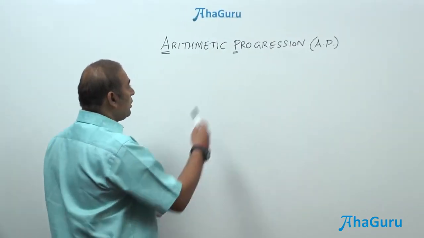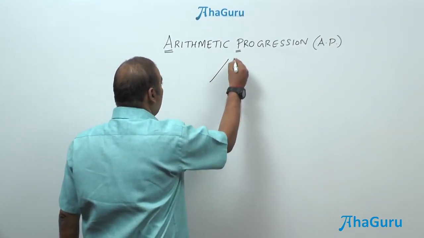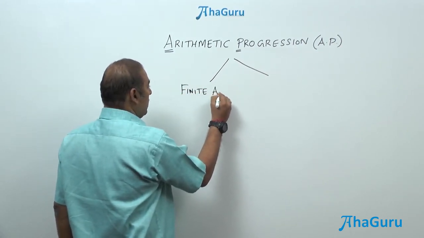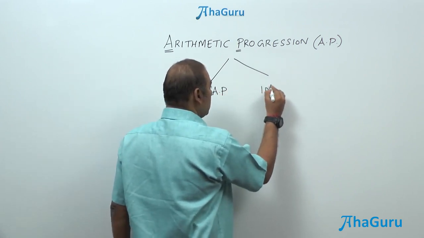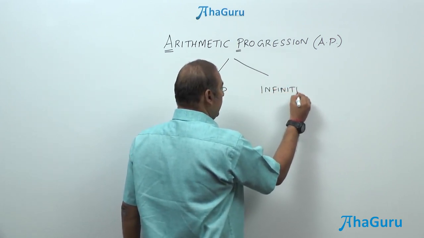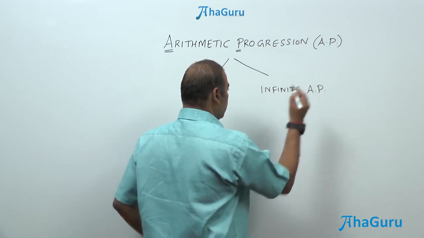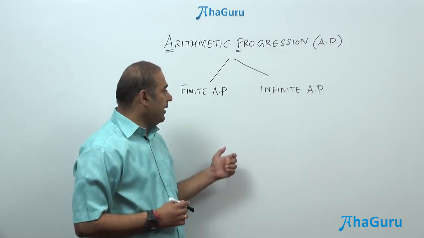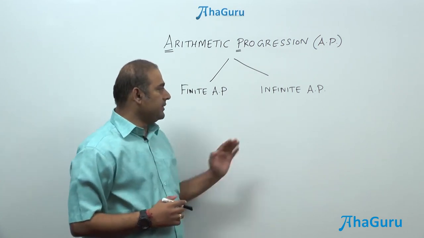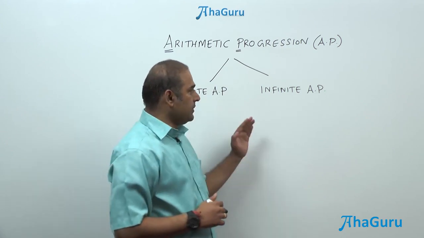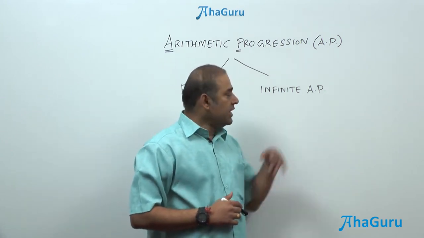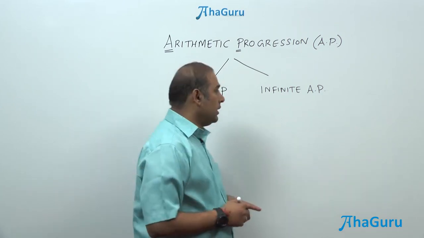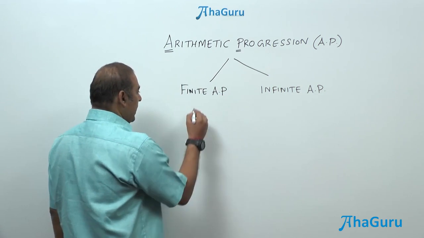Arithmetic progression has 2 types. One is a finite AP and the other is an infinite AP. The finite AP contains a finite number of terms; it starts with some term and ends with a term, whereas an infinite AP starts with a term and constantly increases or decreases, but it is not going to end. Therefore, let us concentrate on finite AP.